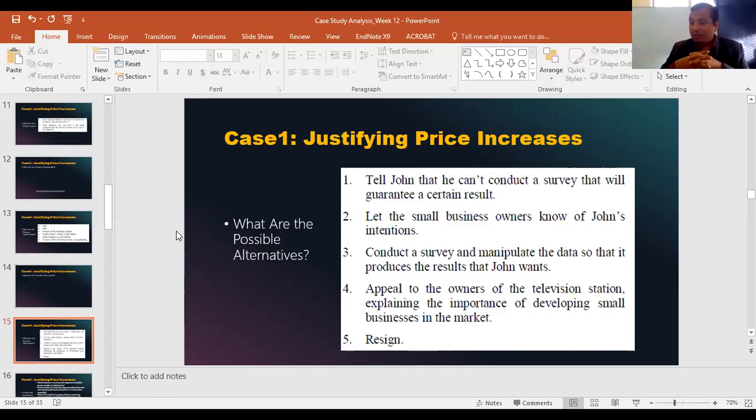The fourth option could be to appeal to the owner. I think this point has also been raised by Amanda. Appeal to the owner of the television station, explaining the importance of developing the small business market. Instead of just complaining to the owner, it's better to make an interesting, appealing presentation in front of the owner, saying why having such small SMEs in our business portfolio is important. So that could be a fourth option. And the fifth option is to do nothing, just resign, because you are a man of integrity.